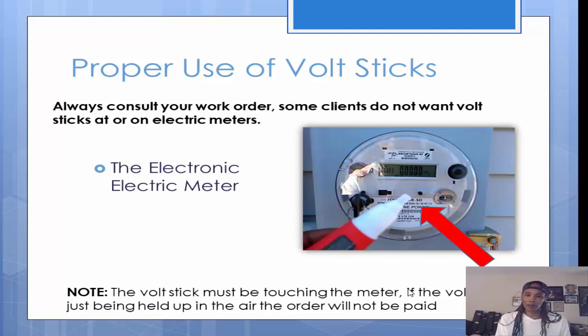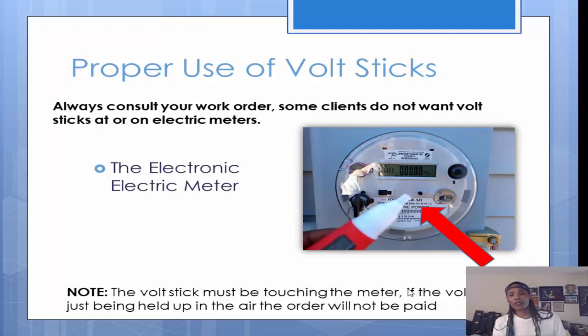Again, always consult your work order, consult with your vendor, to make sure that they are okay with you using it. Usually they'll give you a little bit of training on how to use it. Some clients don't, but it's important for you to know how. When you're using a volt stick against an electric meter, for those clients that want you to test the meter, your volt stick has to be touching the meter. If the volt stick is just being held up in the air, more than likely these vendors will be able to tell that, and so they won't pay you.